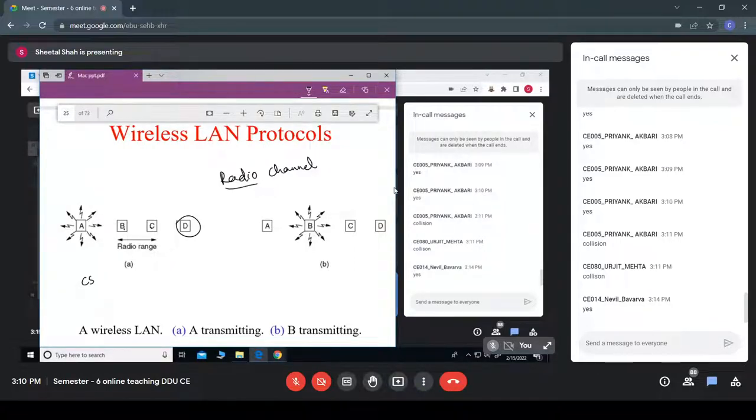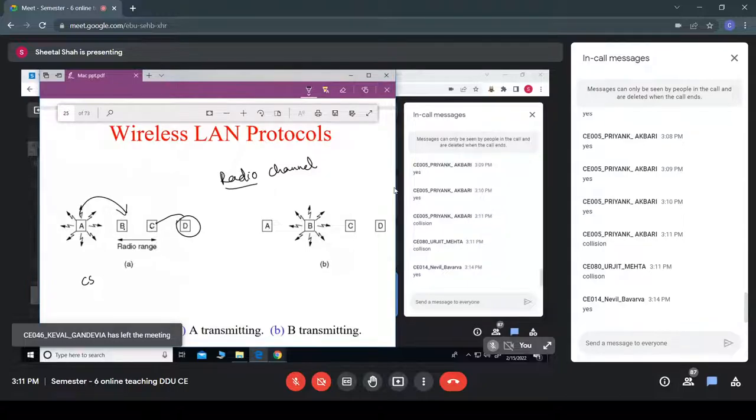Isn't it? Now, in this case, what happens? Suppose D also wants to transmit. Since D does not know that A is transmitting, it would also start transmitting to B. Assume that B is in the range of D. Okay, so this is the problem. So what happens?